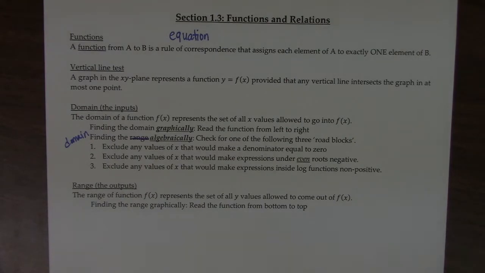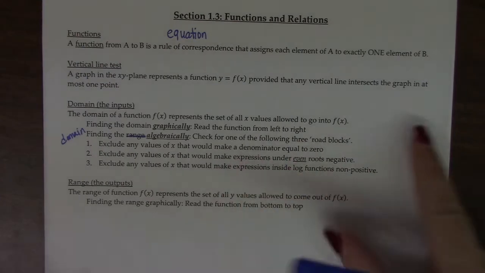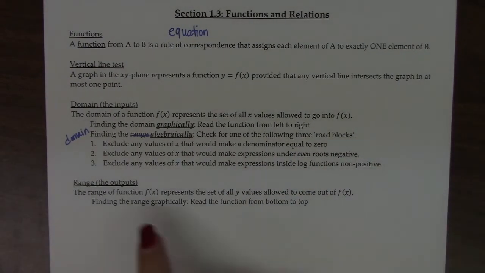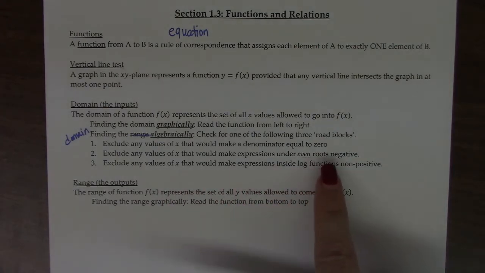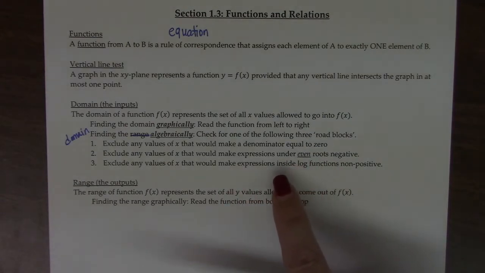There are three main impediments, or values that we might have to exclude. The first would be any values of x that would make the denominator equal to 0. So if you have a denominator in your problem, you have to check for that. The second is any values of x that would make any expressions under even roots negative. Most of the time when we say even roots, we mean square roots, but this rule would also apply to fourth roots, sixth roots, right? So we want to make sure anything that would make those expressions negative, we throw out.